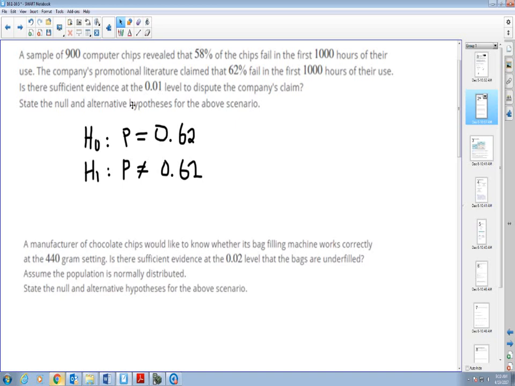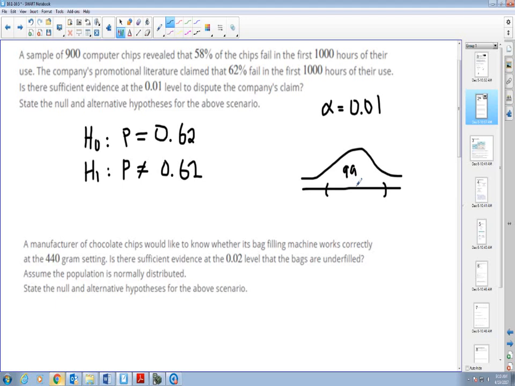Oh, by the way, this 0.01 level is actually our alpha. Okay, so when we talked about confidence interval before, confidence interval is referring to the middle of our normal curve. So if this is a 99% confidence level, that means outside the confidence level, which is our alpha, is actually 0.01. So confidence interval is about looking at the center part of the normal curve. Hypothesis testing is actually looking at the tail parts of the normal curve.